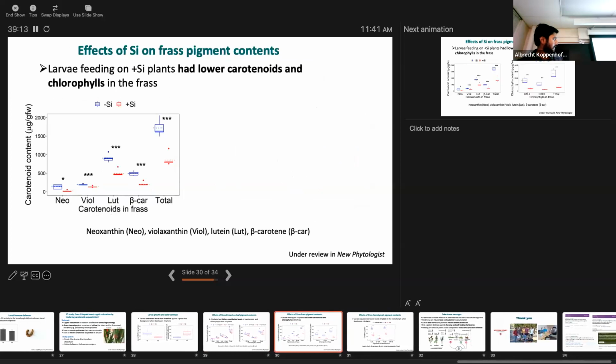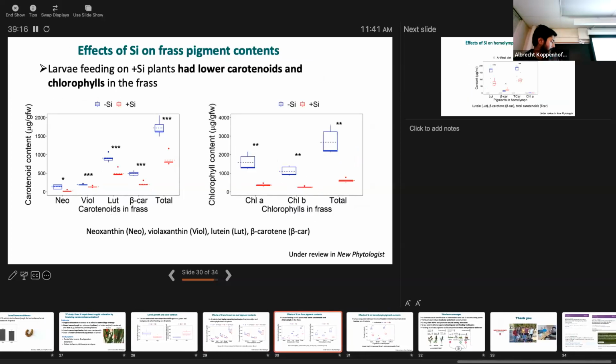We also measured carotenoids and chlorophylls in larval frass, and we found that all those 4 carotenoids were excreted in the frass. So larvae were partially assimilating carotenoids, and a large portion of the carotenoids were actually excreted in the frass. We found that the larvae feeding on plus silicon plants had lower carotenoids and chlorophylls in the frass. For all those carotenoids, you can see that larvae feeding on plus silicon plants excreted less carotenoids and less chlorophyll in their frass.